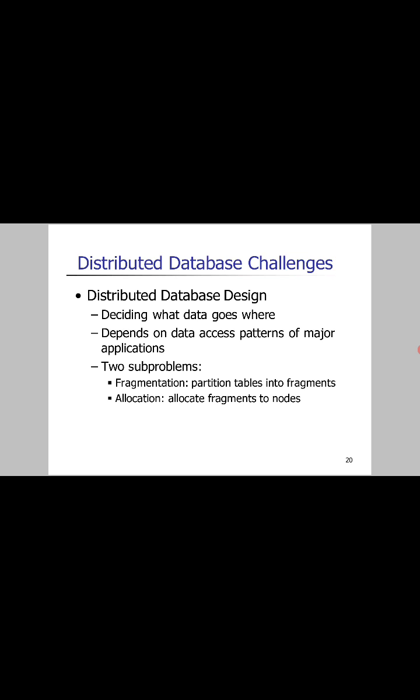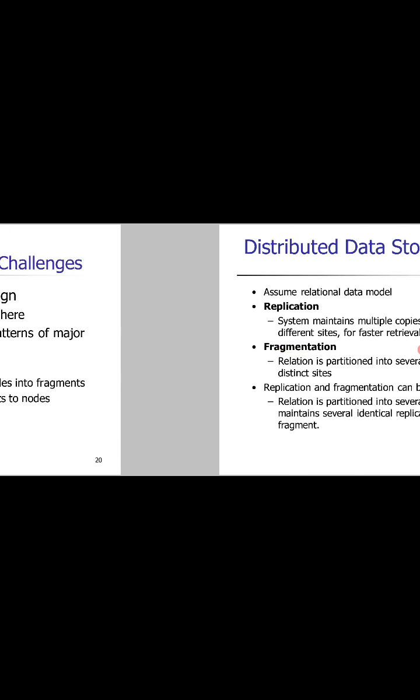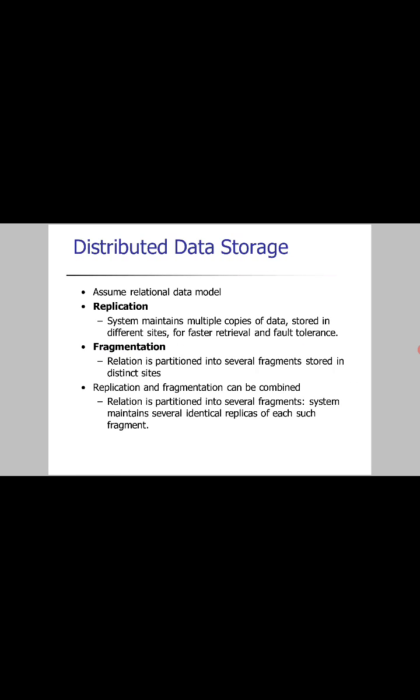Fragmentation means partition of tables into fragments. Allocation means allocating fragments to nodes. Fragment means divide. We can divide a large table into small fragments or portions. Allocation means we can allocate each fragment to different parts, different locations of the databases.